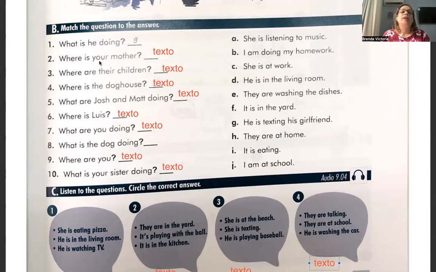Okay, now we have, where is your mother? Where is your mother? ¿Dónde está tu mamá? Remember that your mother es lo mismo que she. So we need to get a sentence with she. She's listening to music. No se puede porque la pregunta es ¿dónde está tu mamá? Entonces, la otra oración con she es she's at work. Entonces, esa sería la correcta, que it's talking about places.